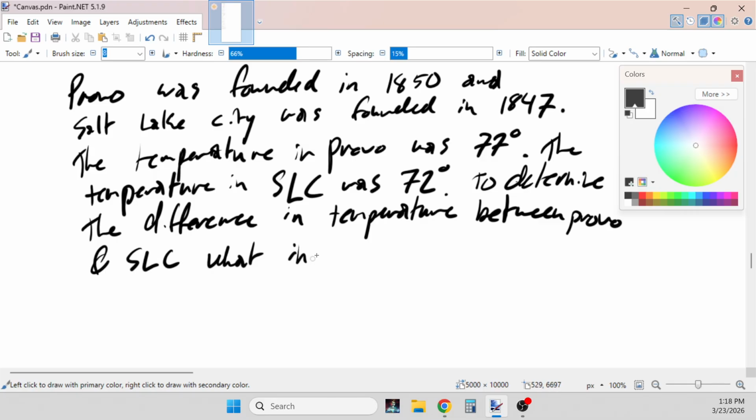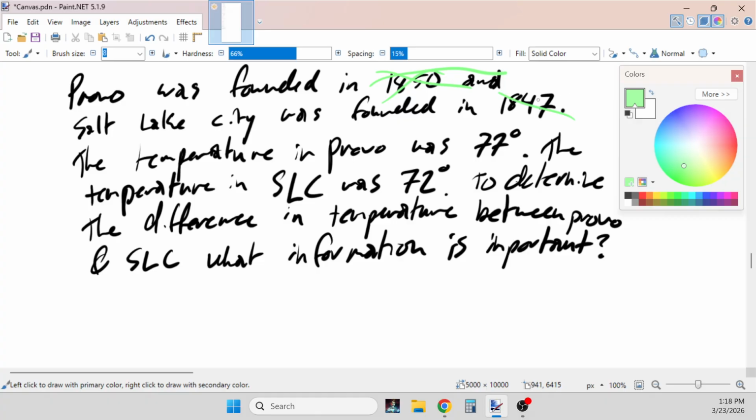What information is important? Well, the stuff about temperature. We don't need to know the dates, but we do need to know temperatures. So that's all we're asked to do. Without solving the problem, we're supposed to identify which numbers are useful and which ones are not. Circle the ones that are useful.